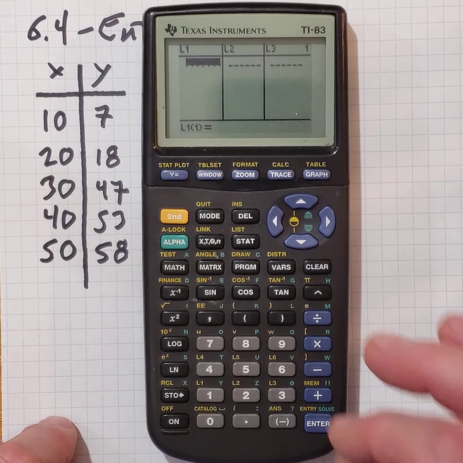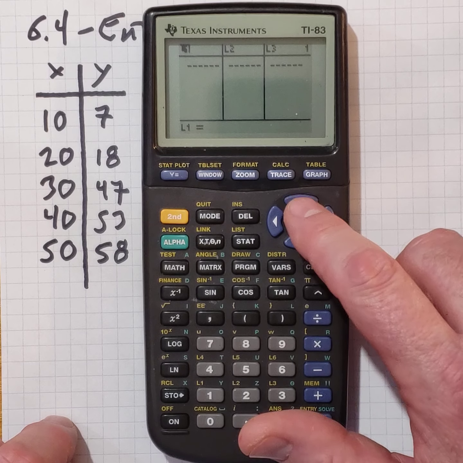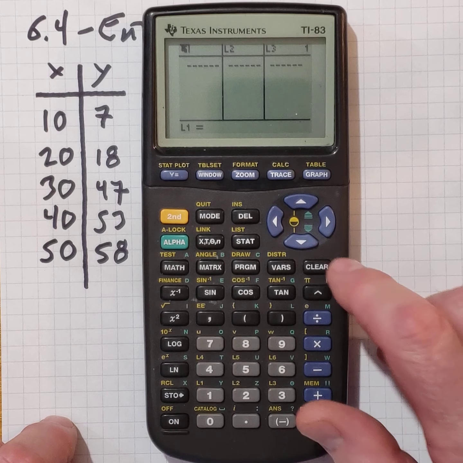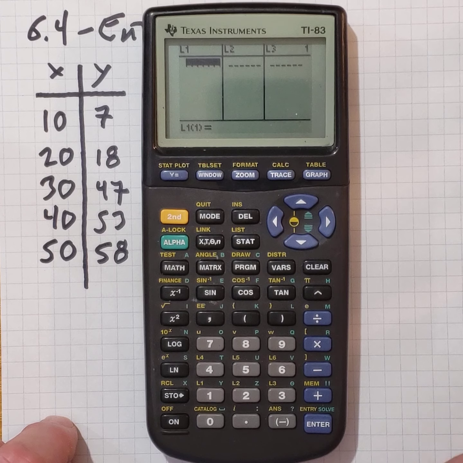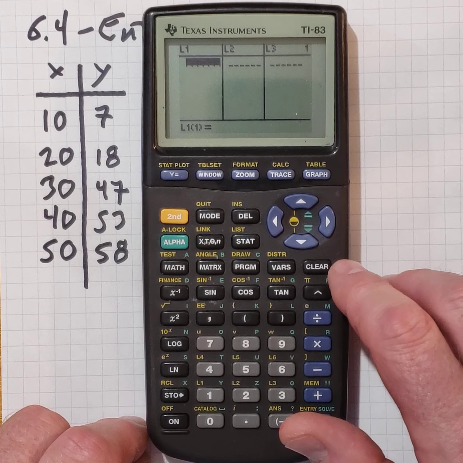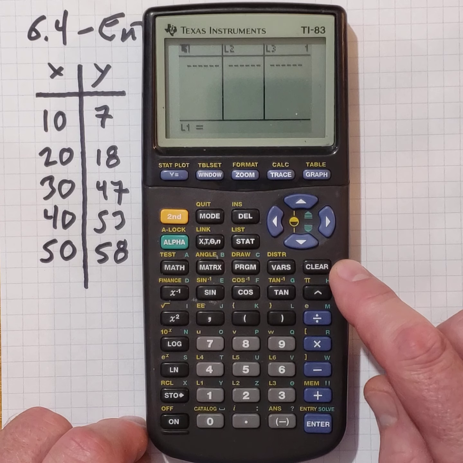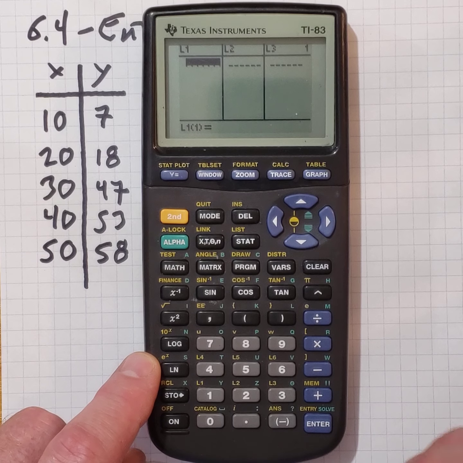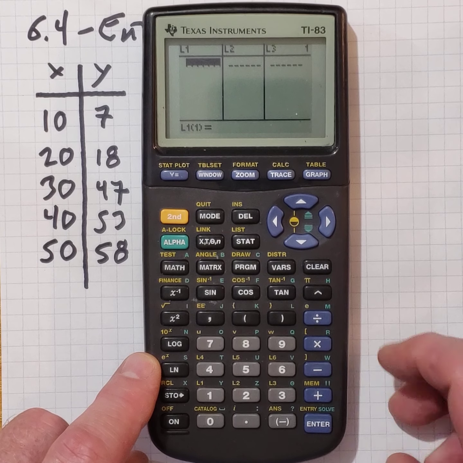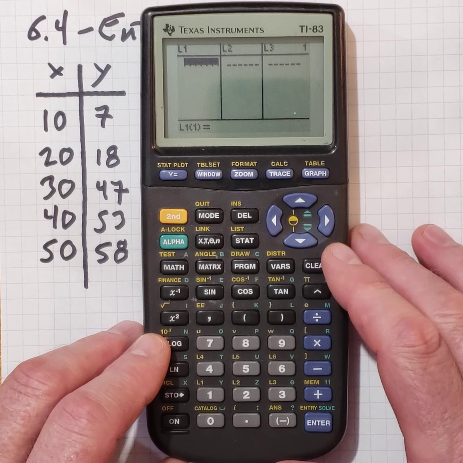If you've got numbers in your list screen already, then what you want to do is go up to the label where it says L1 or L2 and hit clear, enter, and it will delete all the numbers out of the list and you can start fresh. Do not hit delete and then enter. That will remove the list from your calculator. You'll have no more L1 there and that would be bad.